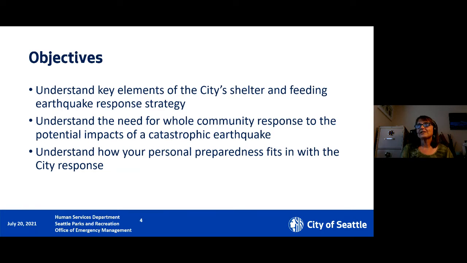So the objectives of this session are threefold: to understand key elements of the city's shelter and feeding earthquake response strategy, to understand the need for whole community response to the potential impacts of a catastrophic earthquake, and to understand how your personal preparedness fits in with the city response.